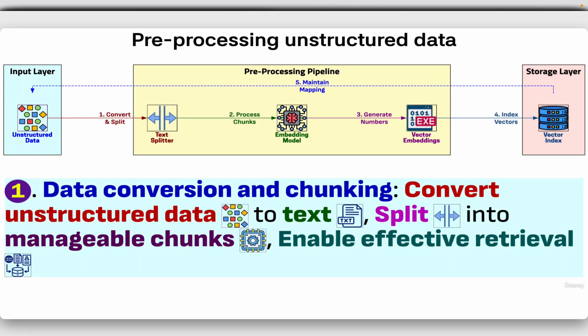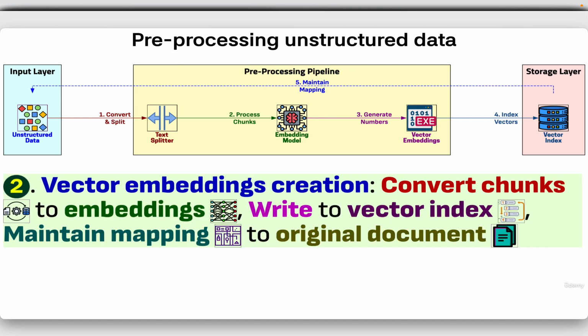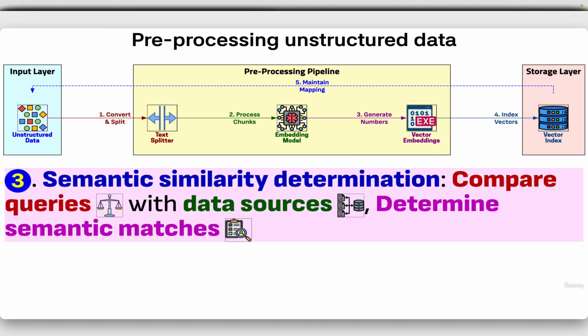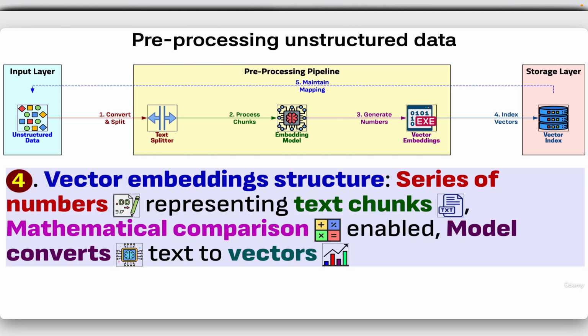To enable effective retrieval from unstructured private data, the common practice is to convert the data into text and split into manageable pieces to ensure better processing. These pieces or chunks are then converted into embeddings and written to a vector index while carefully maintaining a mapping to the original document. These embeddings are subsequently used to determine semantic similarity between incoming queries and the text derived from the data sources.